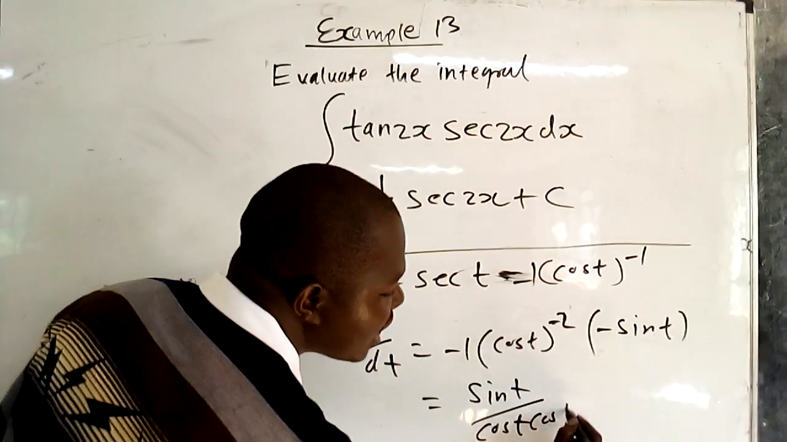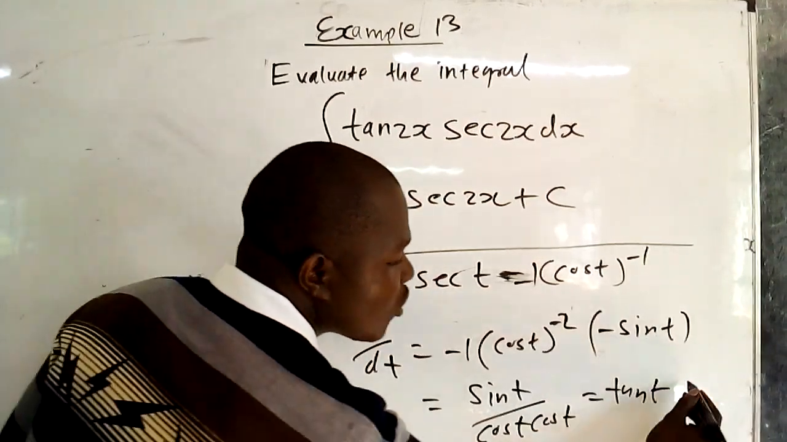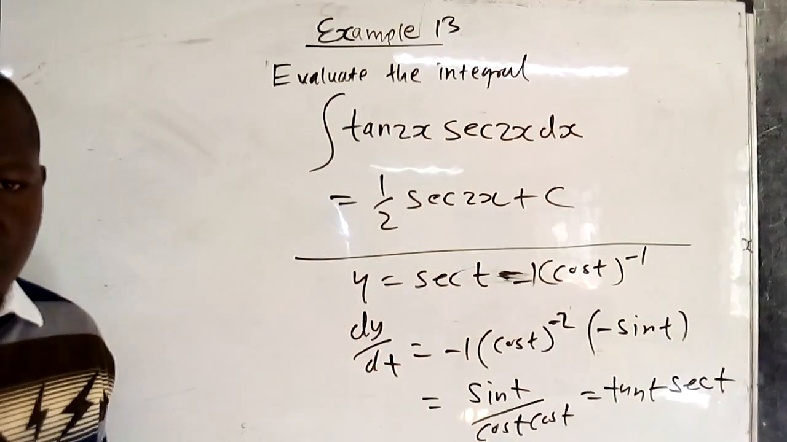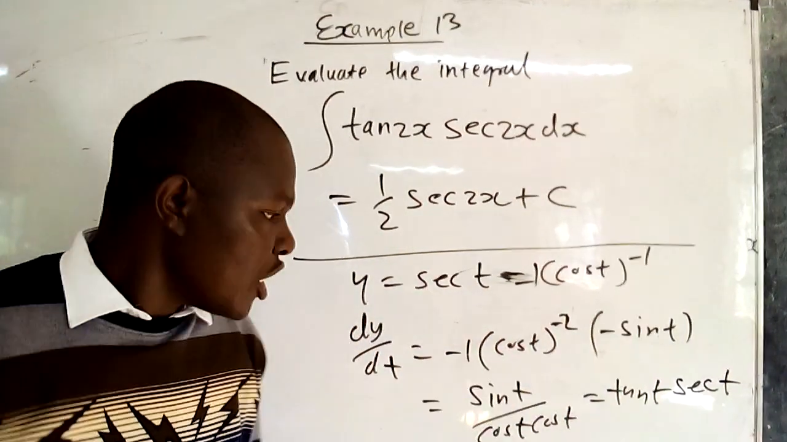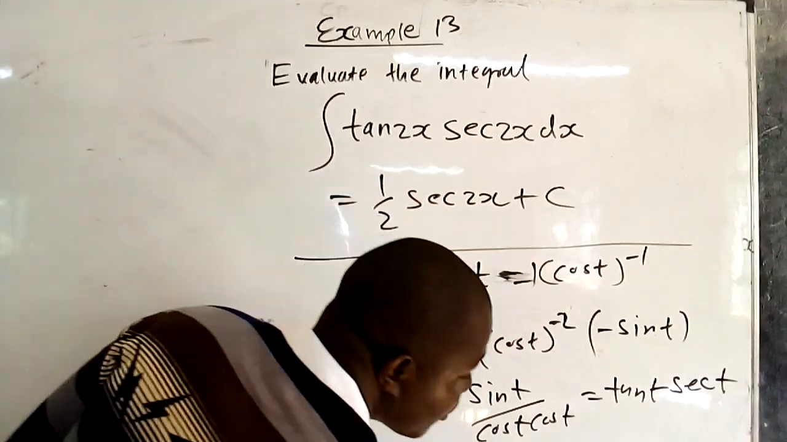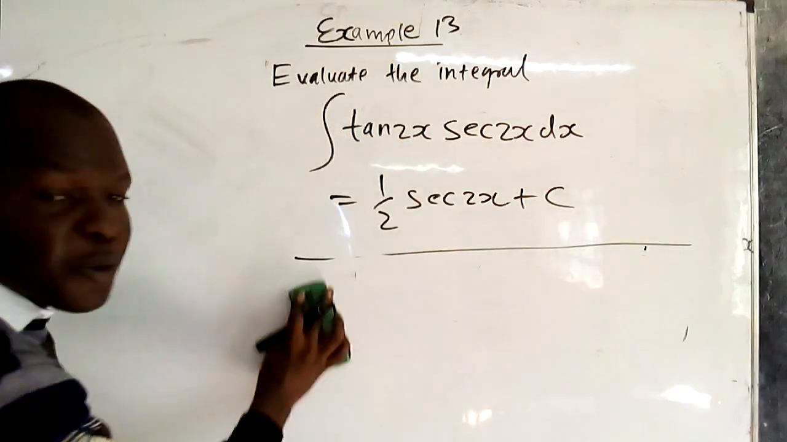Cos squared t is cos t times cos t. Sin t over cos t is tan t. 1 over cos t is sec t. So it means when you differentiate sec t, you get tan t sec t. So what have you seen from what I've done here? This is just an explanation.